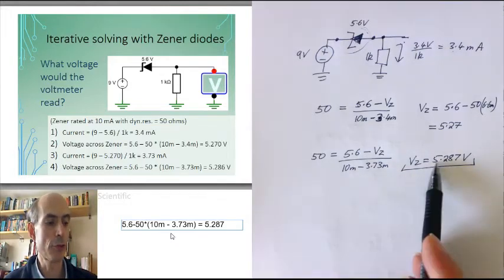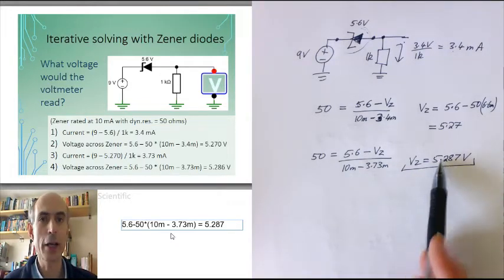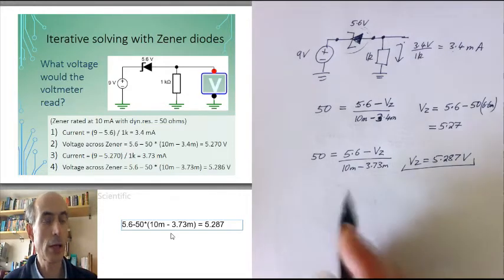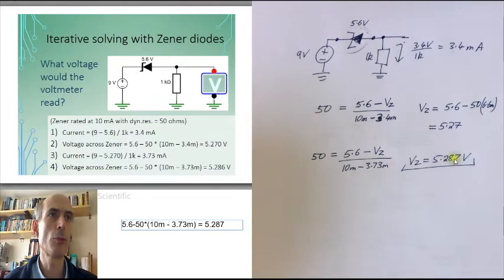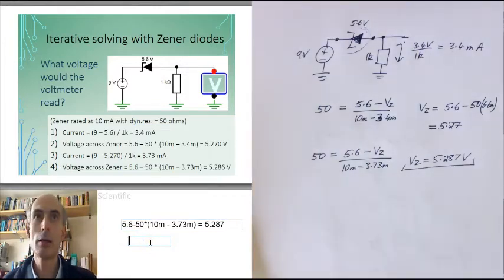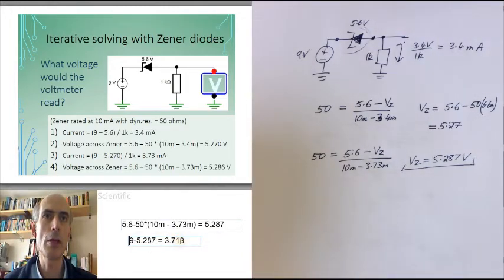If I wanted to do another iteration step to check how accurate my result was going to be, I would just say, well, if the result is 5.287 volts, then the voltage at the top of this resistor here would just be 9 minus 5.287, which is 3.713 volts, and therefore the current through the resistor is 3.713 milliamps, which would give me a new, better estimate of the voltage across my Zener diode of 5.286.